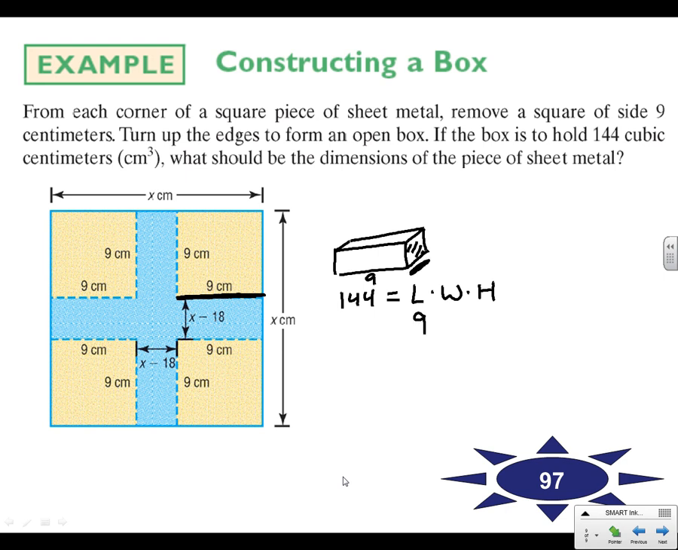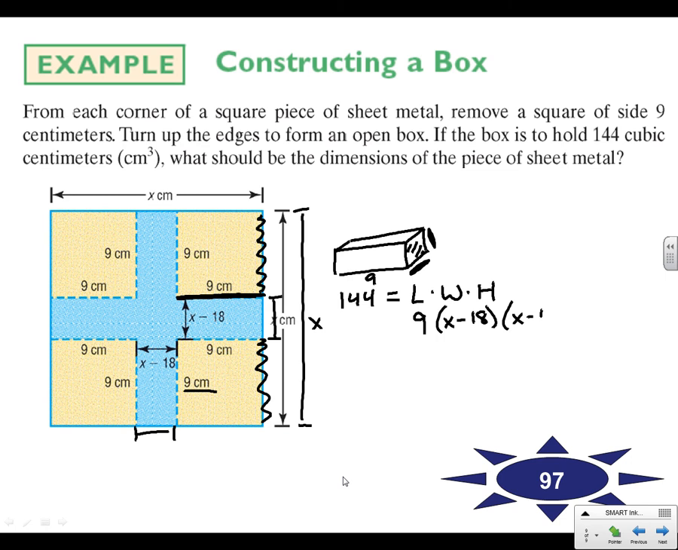The width here and the height here are actually going to be the same. It's this distance and this distance here. Okay? Now, if the whole thing from here to here is x, and we used up 9 from here to here, and we used up 9 from here to here, then don't we have x minus 18 for the width and x minus 18 for the height? All right, so at this point, let's go ahead and do some FOILing. So we've got 9x squared minus 36.